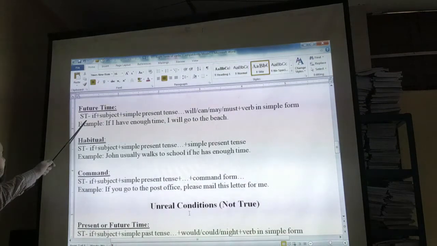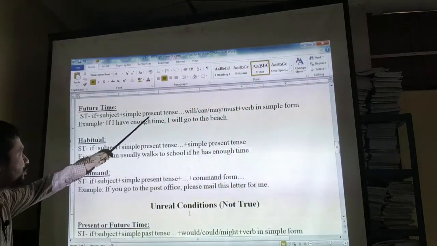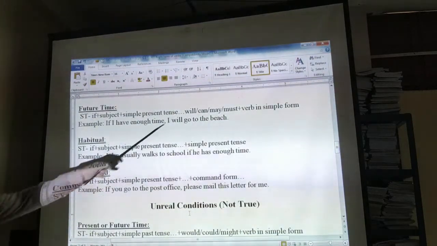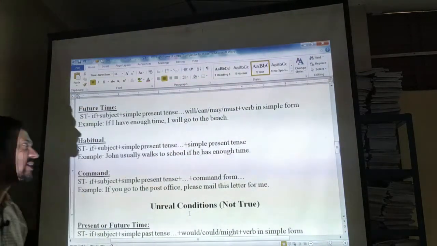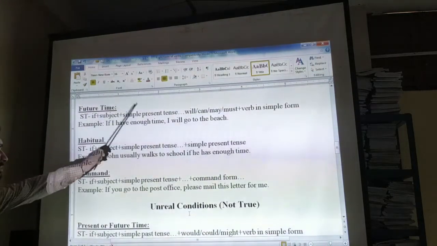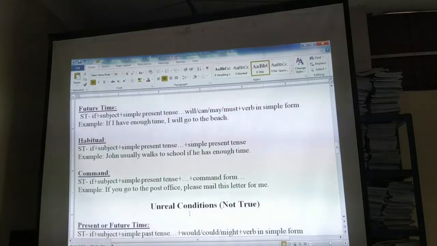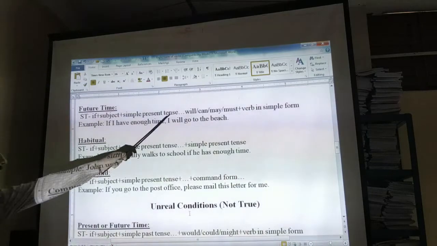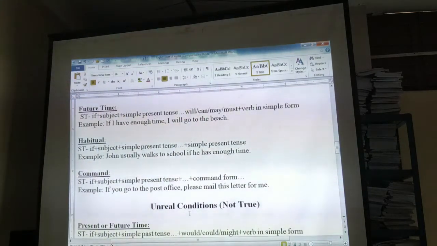See the structure. If plus subject plus simple present tense, I mean present indefinite tense, then will or can or may or must plus verb in simple form. That means if plus present indefinite tense, then we will put will or can or may or must according to the context, plus verb in simple form.